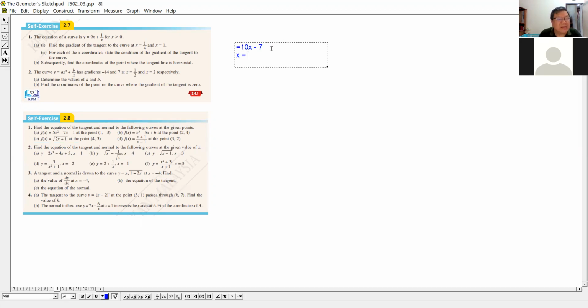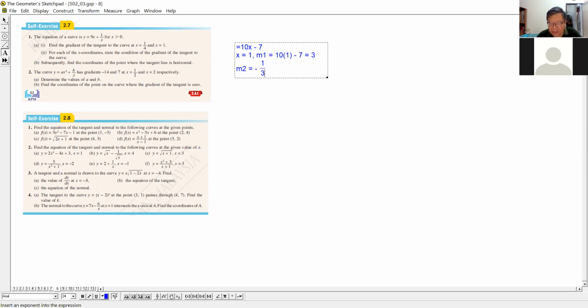Now the point is x equals 1. So what is m1, the gradient? Substitute 1 inside here: 10 multiplied by 1 minus 7, so the answer is 3. This 3 is m1. What is m2? Negative 1 over 3. Correct.